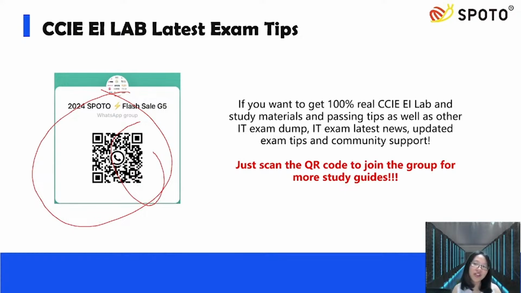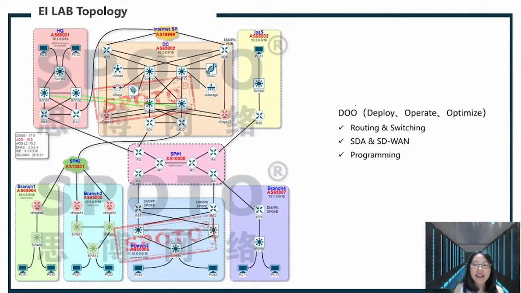What I want to share with you today is the topic that everyone is most concerned about, the new version of the CCIE EI lab. We can see that this topology is not much different from the old version, except the old version used VM, but the new topology uses CML. Let me briefly look at some of the requirements of the EI lab.